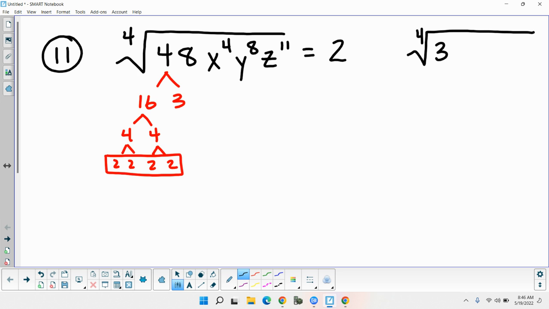Now, x to the fourth means that, right? So how many groups of 4 in the x's are there? There's one group of 4, right? So I can pull 1 x out. Or you can just divide 4 by 4, right? Which is 1 x, right? For the y's, there's 8 of them.